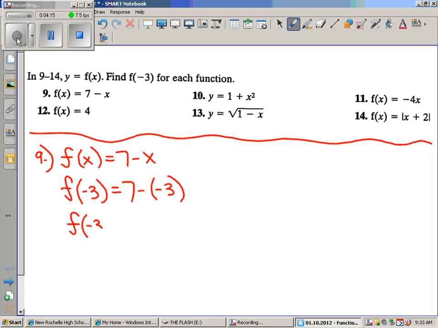Oh, good. Equals 10. And you could leave it like that, right? This also means what coordinate is on that graph. Negative 3, comma 10 is on the graph. Okay? This is an ordered pair, an x, y. This is called a relation. It's also referred to as a relation.